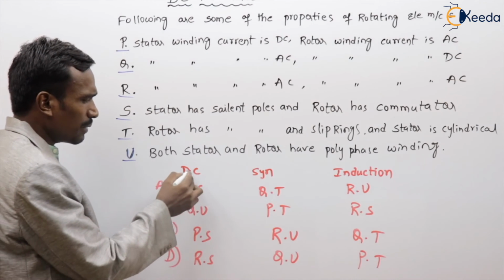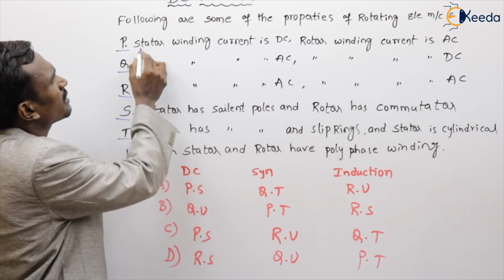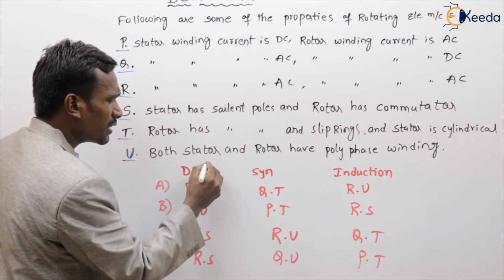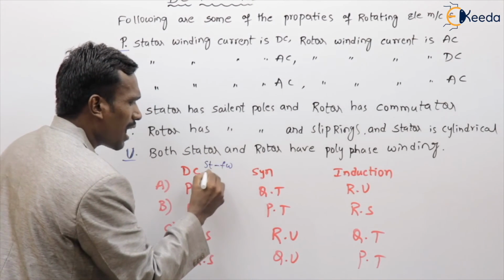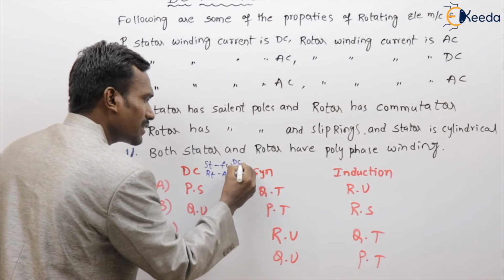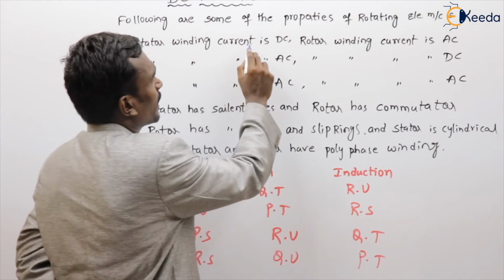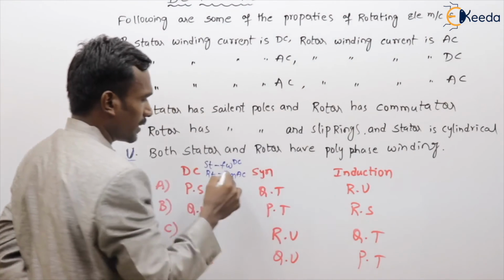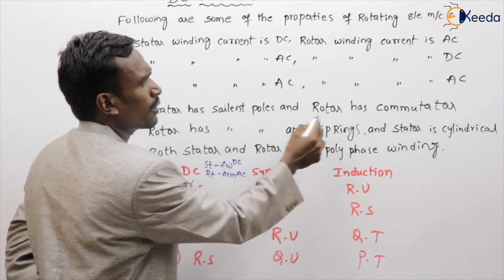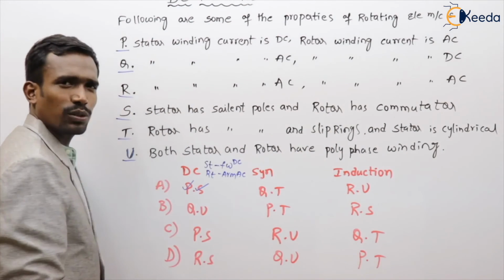Let's check it first. For DC machine, is P the correct answer or not? Stator winding current is DC. Yes or no? Generally in DC machine, the stator is the field winding and the rotor is the armature winding. Generally, field winding carries DC supply, armature winding carries AC supply. So P, the stator winding current is DC, rotor winding current is AC, is the correct answer. And yes, stator has salient poles and rotor has commutator, this is the correct answer only.